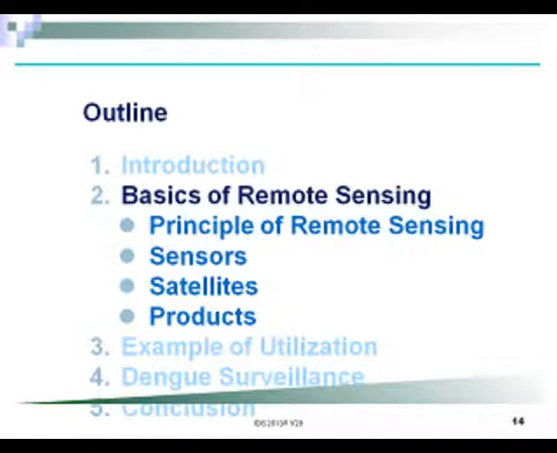Moving on, next I will explain the basics of remote sensing. Firstly, I will talk about the principle of remote sensing, next about the sensors used in remote sensing, and next satellites, and lastly I will introduce some products of satellite remote sensing.